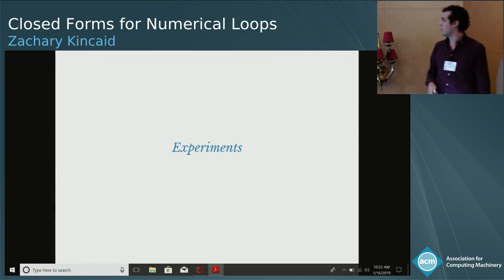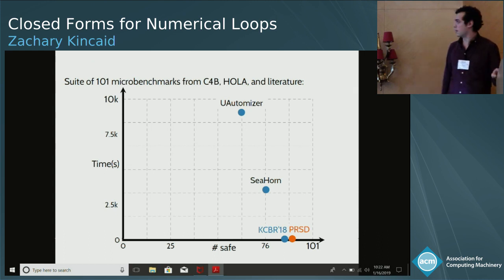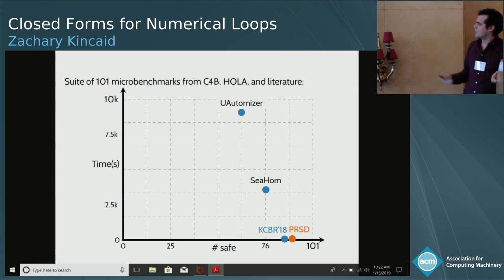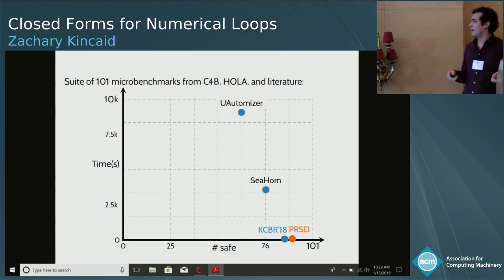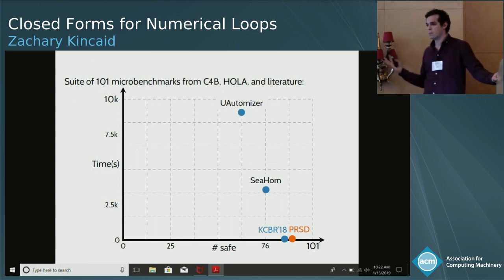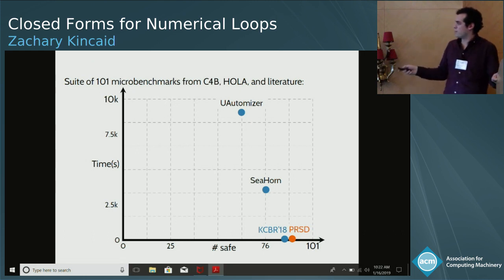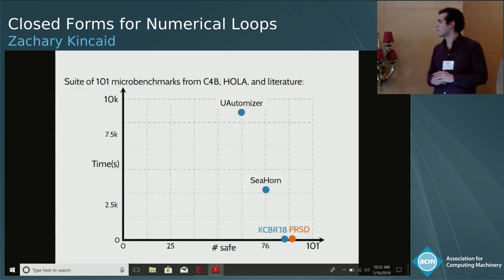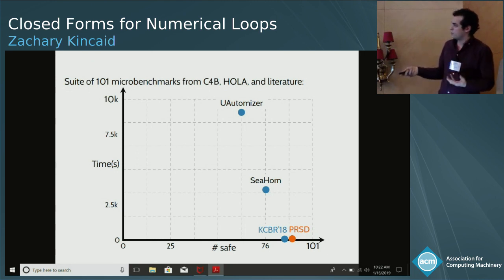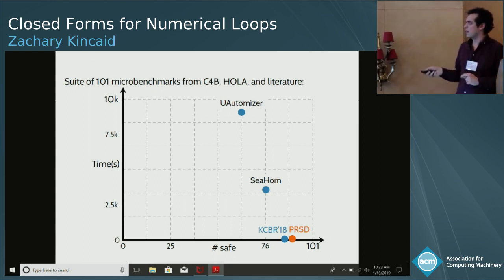All right, so the last thing I want to do is just give you a couple experimental results. We ran this technique, which we're calling PRSD, on a suite of 101 small benchmarks collected from a variety of sources. This graph plots running time on the y-axis and the number of assertions we were able to prove correct on the x-axis. So we can see that PRSD is able to prove more assertions than any other tool and is significantly faster than software model checkers that appeared before it.